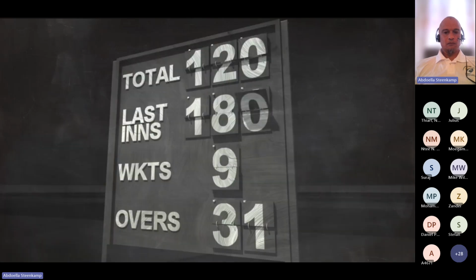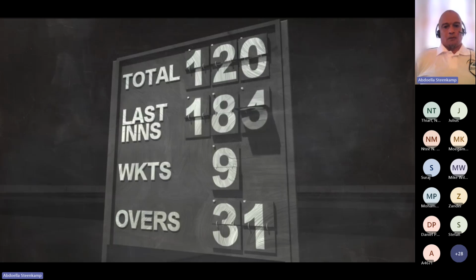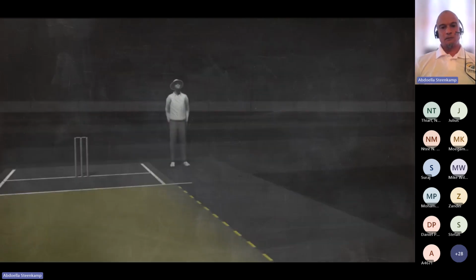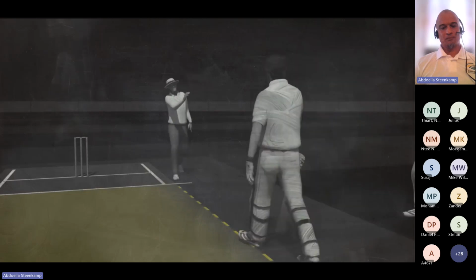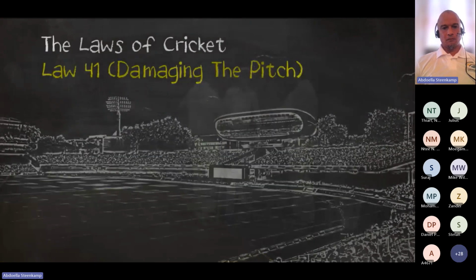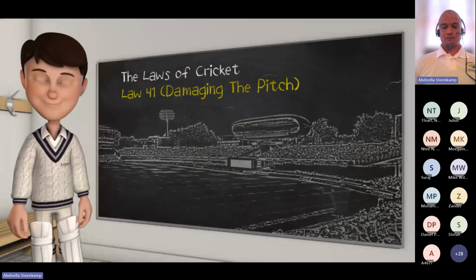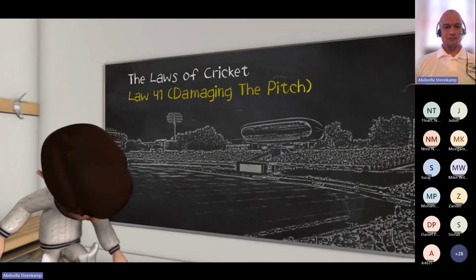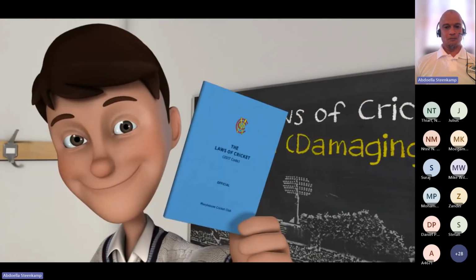Furthermore, the umpire will award 5 penalty runs to the fielding side, return the batsmen to their original ends, inform both captains, and the offending player may well face disciplinary action after the match. If you're in any doubt, refer to Law 41 in the Blue Book.